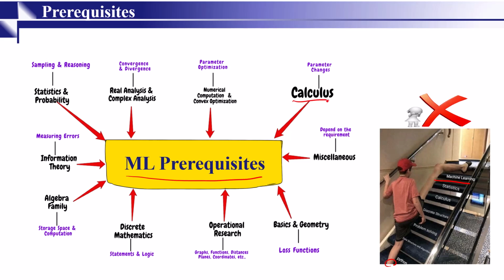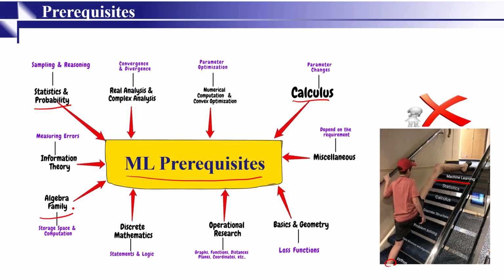For example, calculus, this is essential for understanding optimization, gradients, and rate of change, which are critical in training machine learning models, for example, gradient descent. We have some other topics in here, like convergence and divergence, parameter optimization, parameter changes, and many others. Then statistics and probability, these are crucial for modeling uncertainty, making predictions, and evaluating model performance. They are used in probability distribution, hypothesis testing, and Bayesian models in machine learning. Then we have the algebra family.